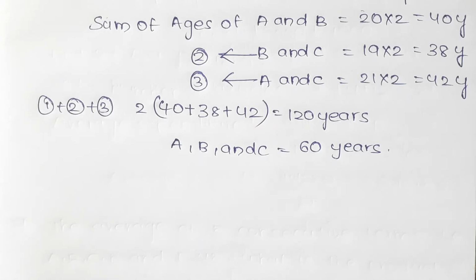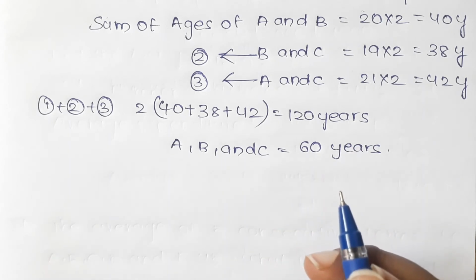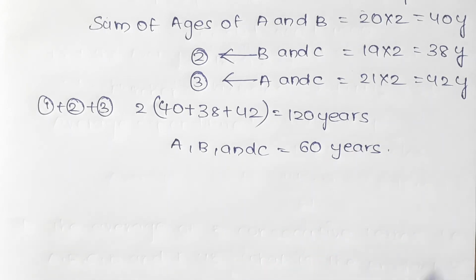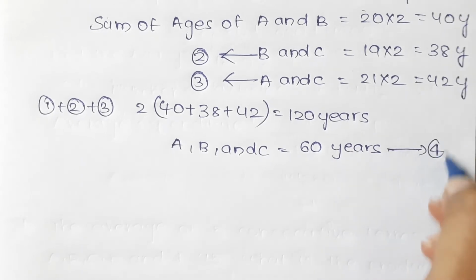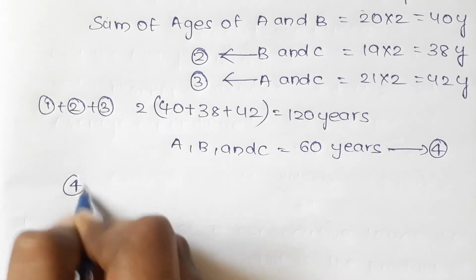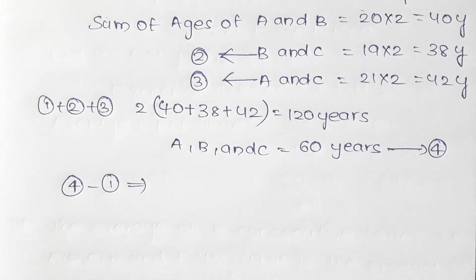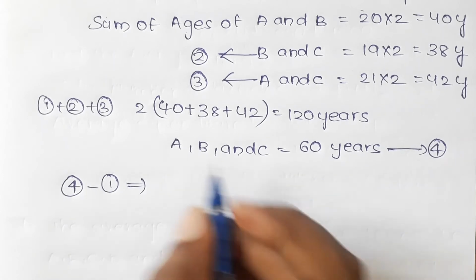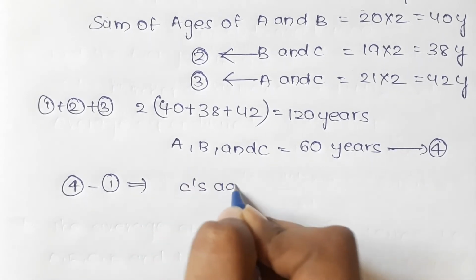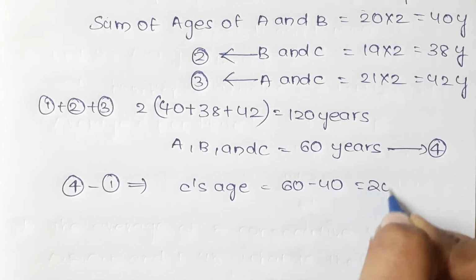Now let us do the subtraction from equation 4, which is nothing but this one. Equation 1 is this. By subtracting 1 from 4, that is 4 minus 1, we will get C's age. C's age is nothing but 60 minus 40, that is 20 years.